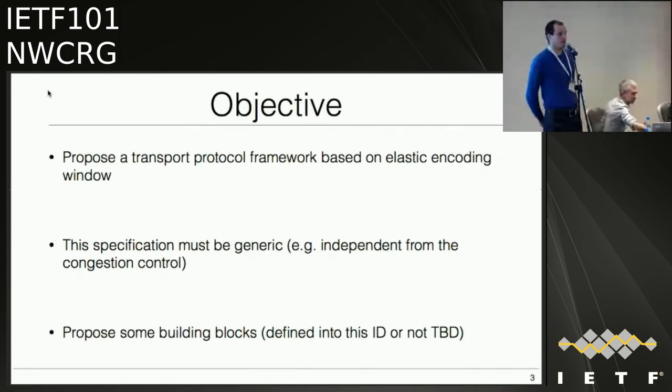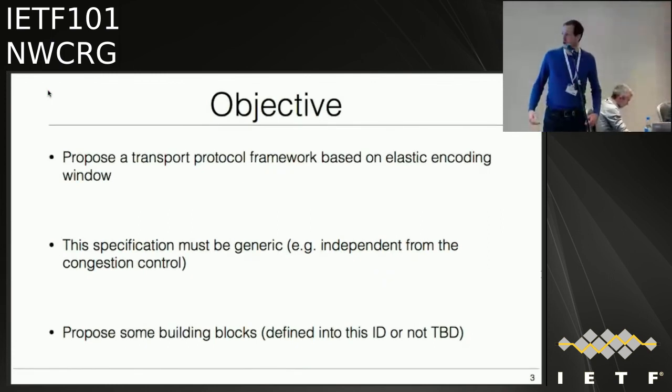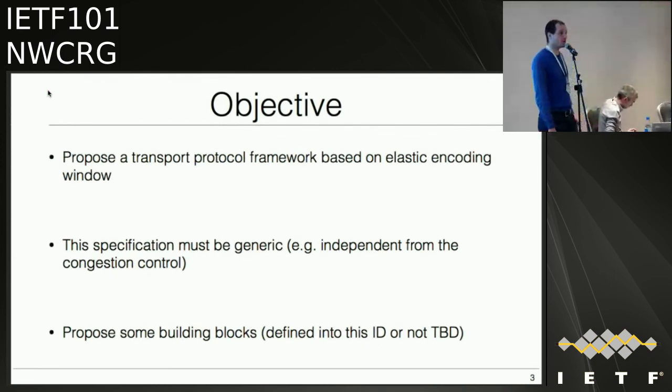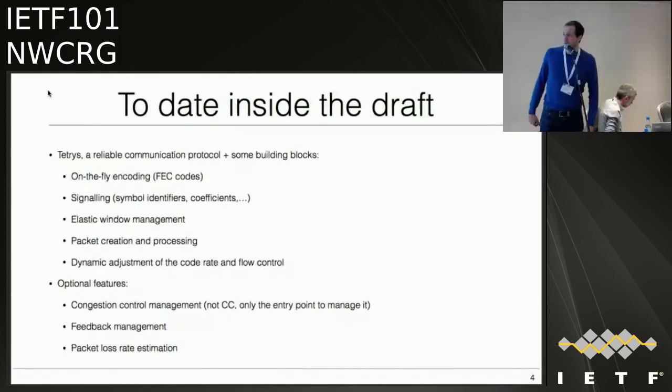The objective of our work is to propose a generic transport protocol framework plus some building blocks, and particularly the elastic encoding window. Today, everything is inside the same document. So we define the protocol, we define some packet formats, and we also define a set of building blocks. Everything is inside this document, and this is why I want to discuss. You will see at the end.